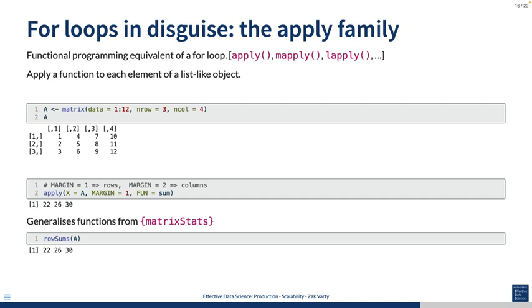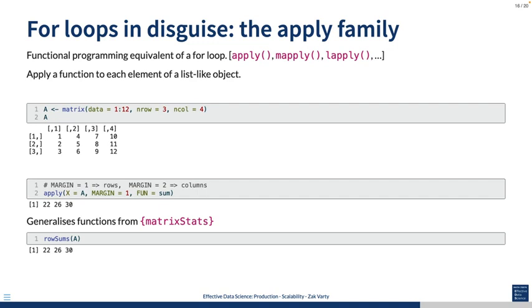To see an example of this, we can make a matrix A that just has the numbers 1 through 12 stored in it. We can then apply the sum function over each row to get a vector of row sums. If we want the column sums instead here, we can just switch the margin that we're working over to 2. And if we're working with a higher dimensional array rather than a two-dimensional matrix, then we might want to take that margin over the third or the fourth dimension of that higher dimensional array.